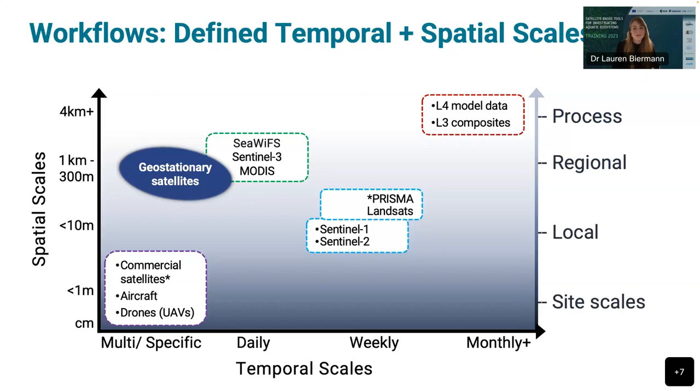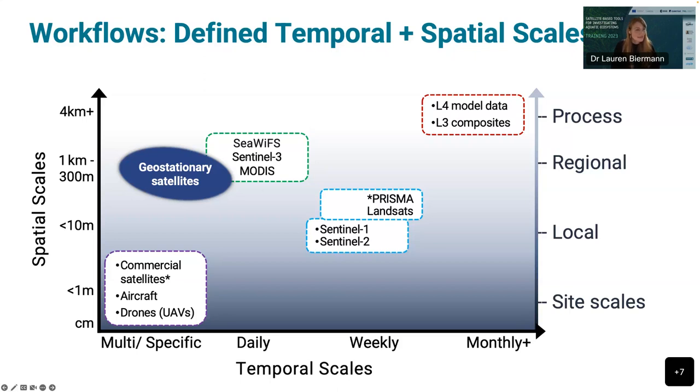So I've tried to sort of visualize what I've just talked about and illustrate it in this way. And hopefully it takes away the confusion and doesn't add to it. But if you are, as I said, looking for data collected multiple times a day or on a specific day, you're looking somewhere over here, and I hope you can see my mouse. You're looking at your drones and commercial satellites, which collect data at very high spatial resolution on your specific days. But actually, geostationary satellites might also be able to give you data every day or multiple times a day, but the spatial scale is different.